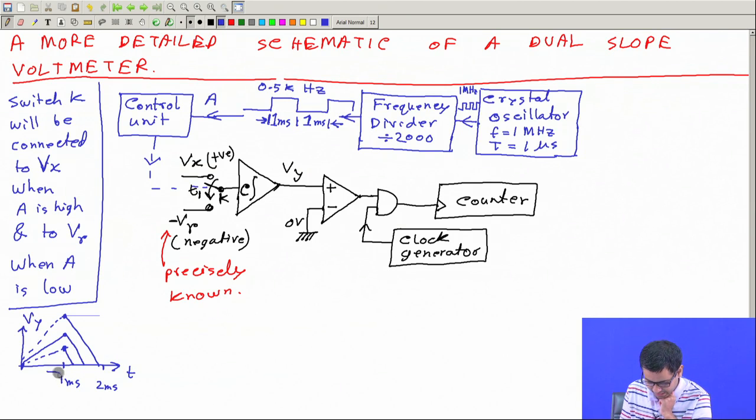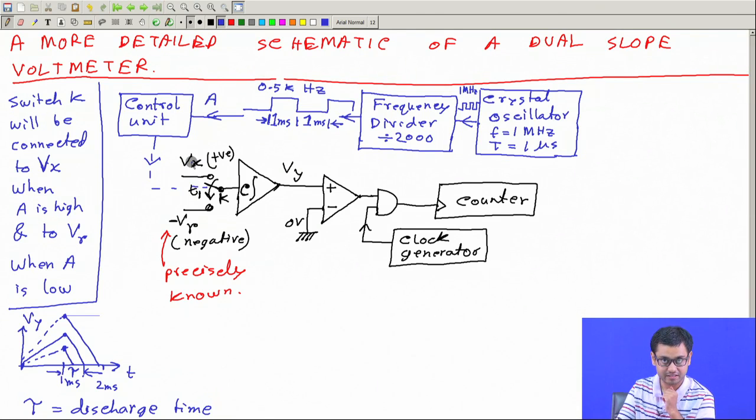So if this is the time, call this tau. Okay. So tau is the discharge time or deintegration time. If tau is larger, that means Vx is larger. If tau is smaller, then Vx is smaller, right?